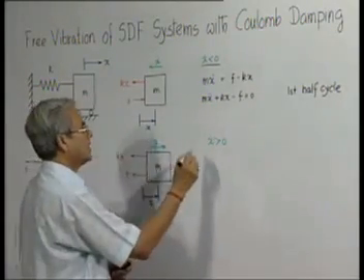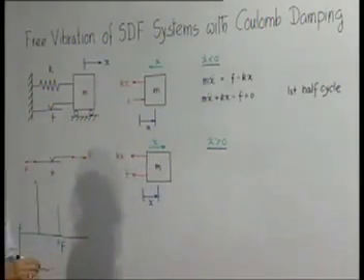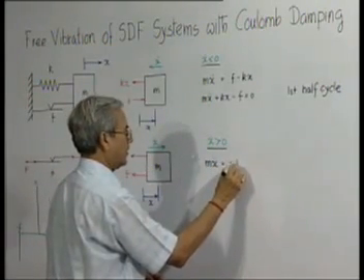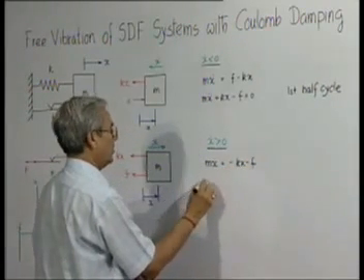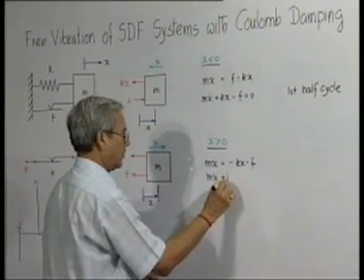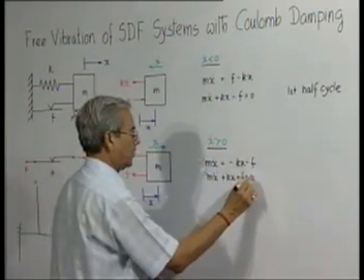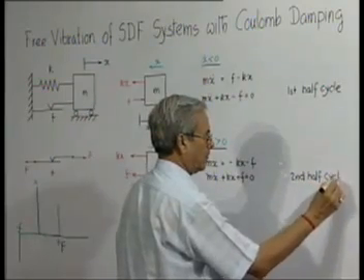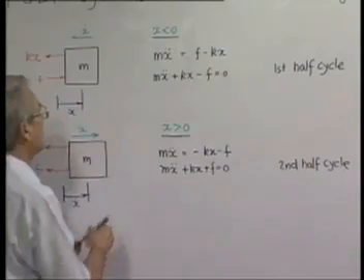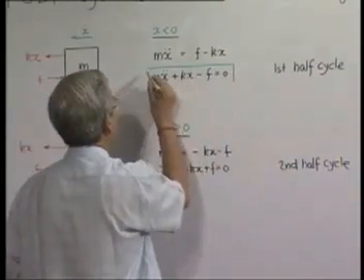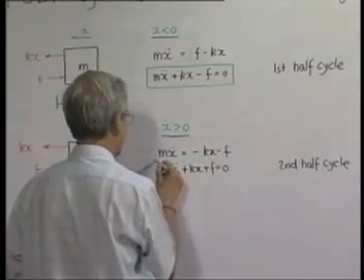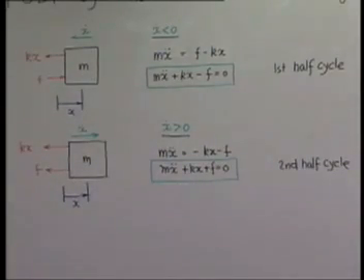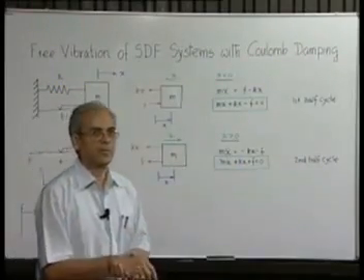So the equation of motion for this situation, when x dot is greater than 0, will be... So we have two equations. The whole cycle does not operate with the same equation of motion. For each half cycle, the equations of motion are different. So to solve the problem, we have to solve it for each half cycle.